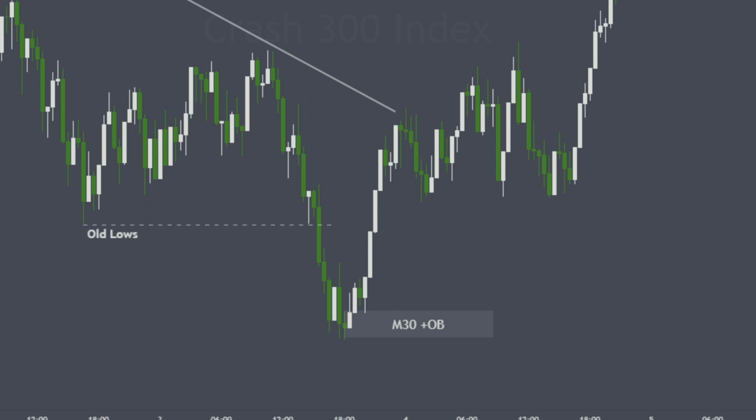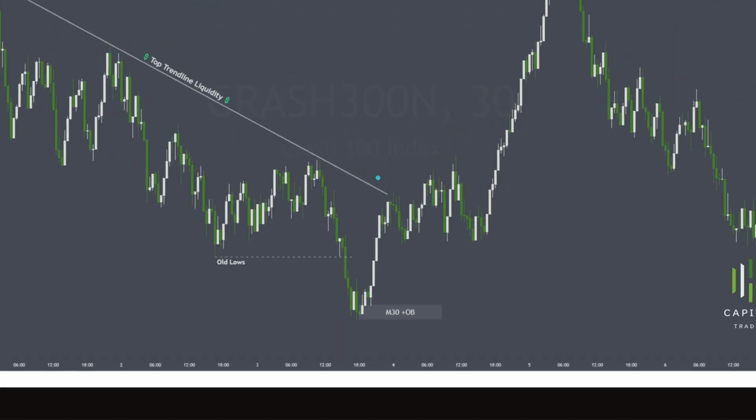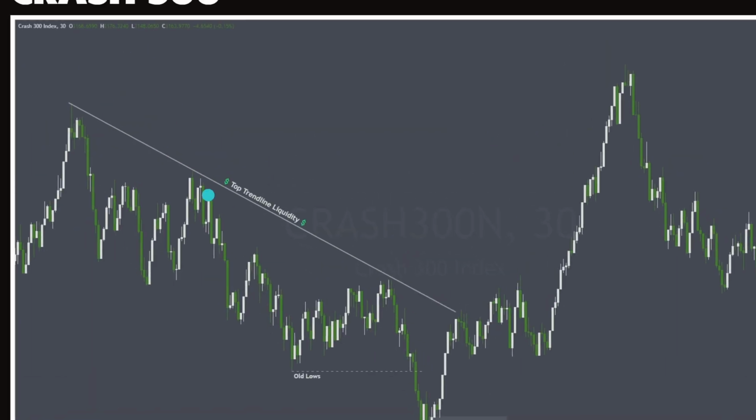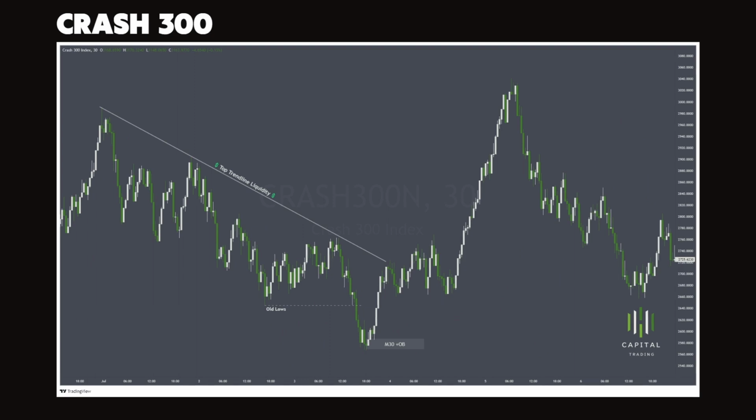When they were spiking to the upside, they kept reaching for this old high here, and then they reached for this one here, and then this one also with this movement, and they reached for the last high with this movement. So this is what happens when price reaches for top trend line liquidity. Now I'm going to demonstrate with another example of the Crash 300.